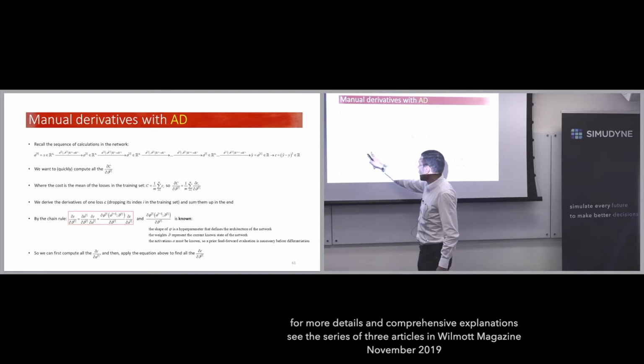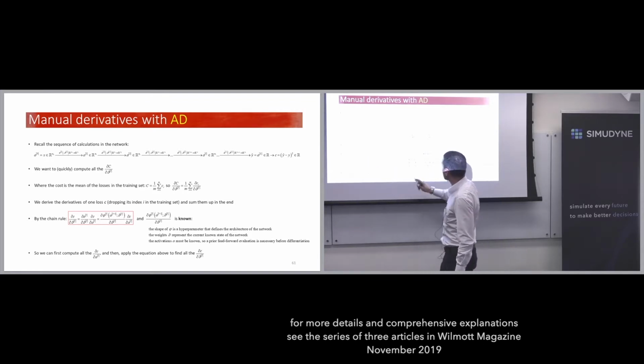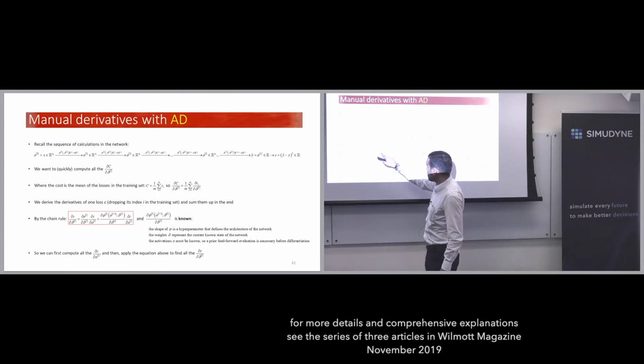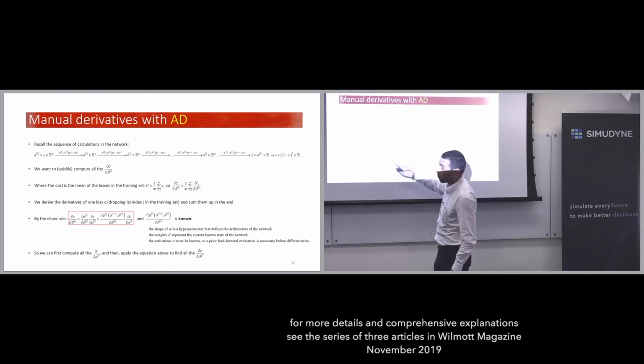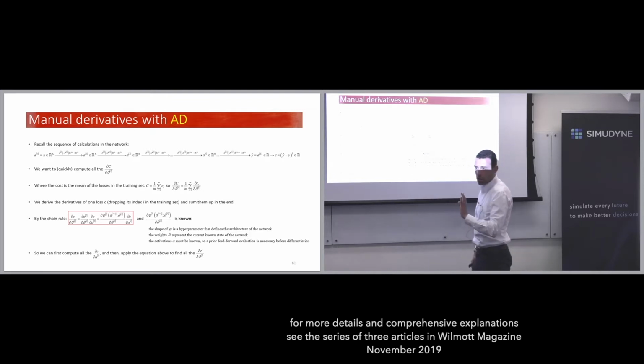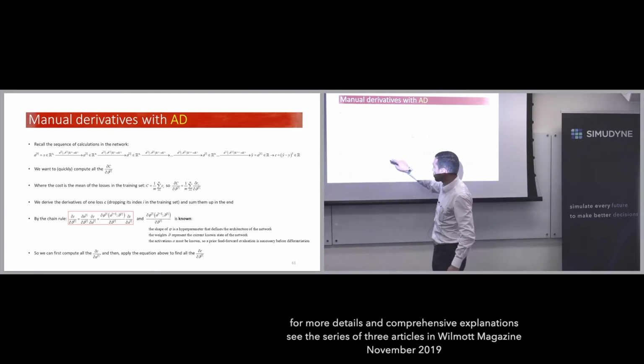And this dAL over d theta L, since AL is phi L with the parameters theta L applied to AL minus 1, that will be the Jacobian, the partial Jacobian if you want, of phi L to theta L times dC over dAL, where this first term here is known. We know the shape of the function phi, we know the current weights, and we stored the current activations. So we know this term.